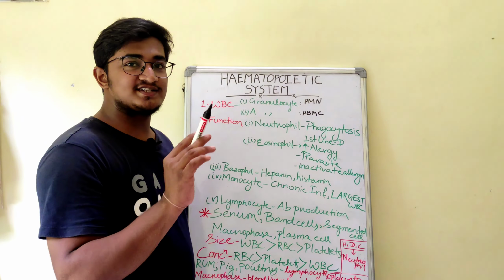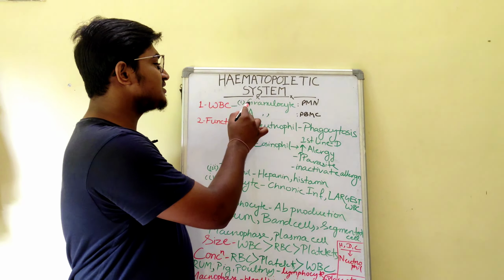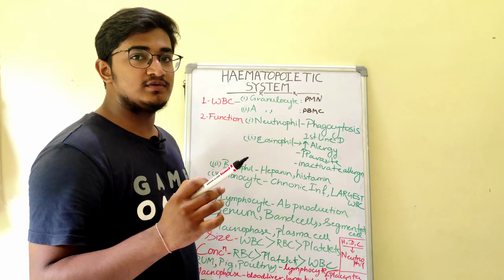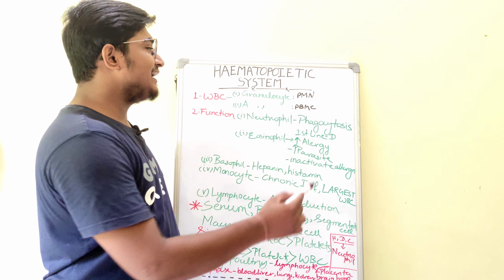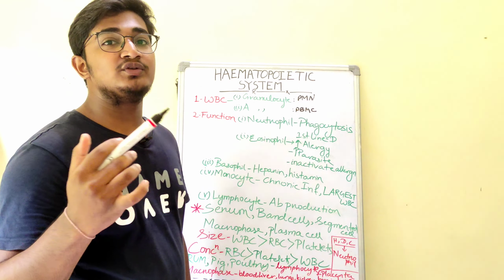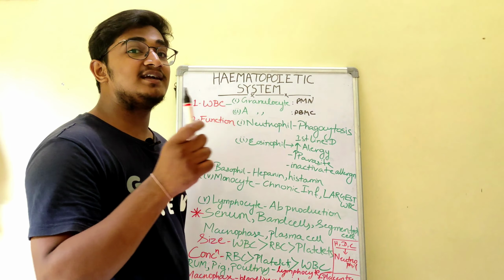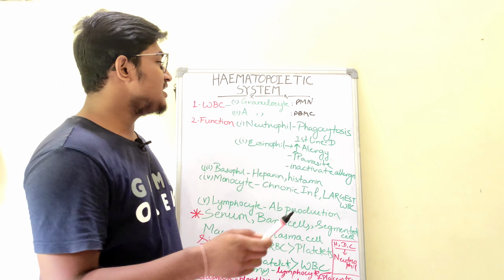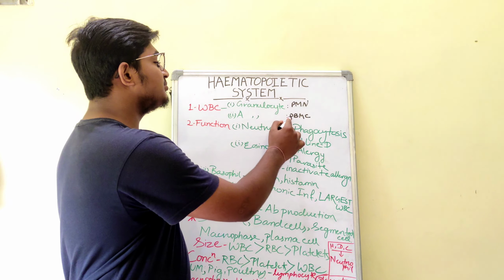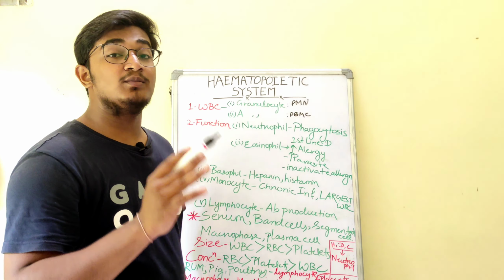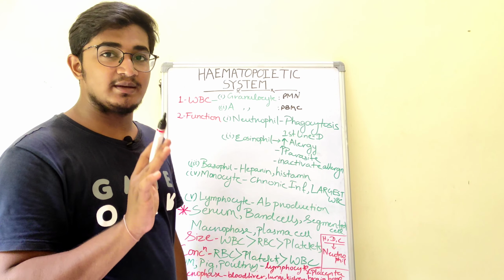The first cellular component we want to study is the WBC. WBC consists of granulocytes and agranulocytes. The granulocyte is called so because it contains granules, and it is also known as PMN, polymorphonuclear cells. What do you mean by polymorpho? Because it contains a segmented nucleus or band form of nucleus. Whereas agranulocytes have no granules, and are called PBMC, peripheral blood mononuclear cells, because they contain only a single nucleus without any segments.